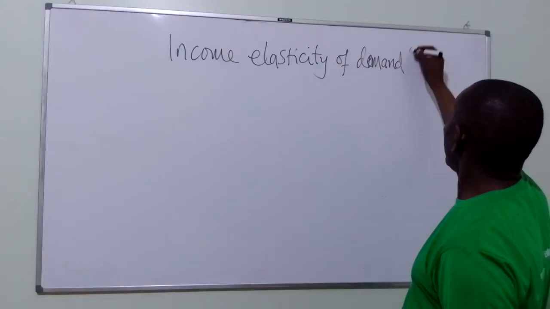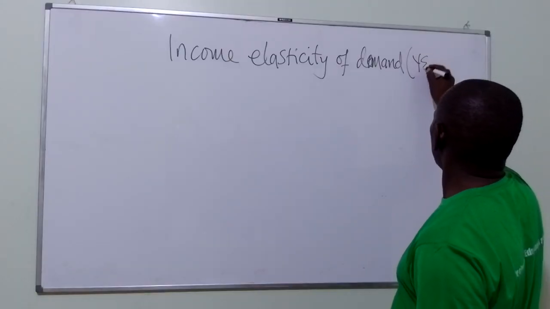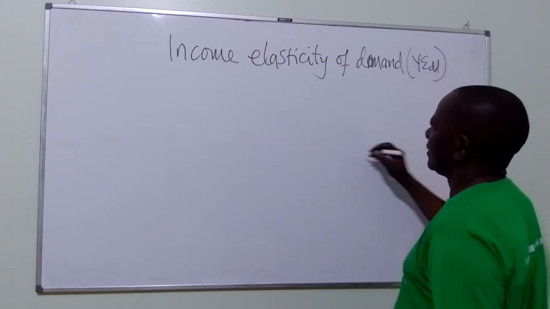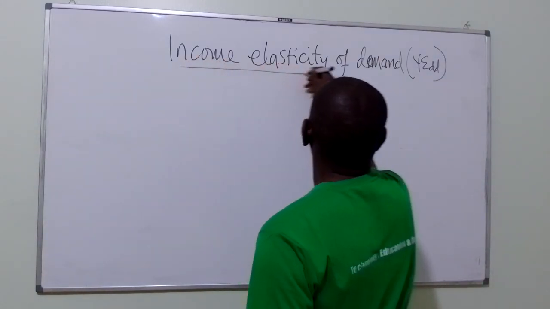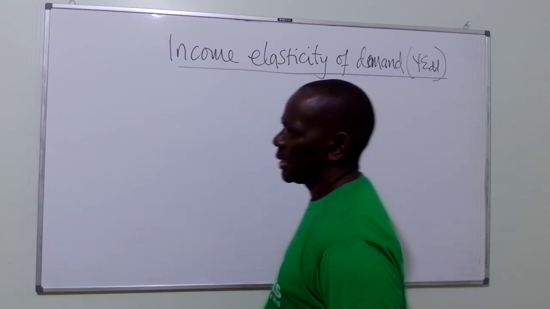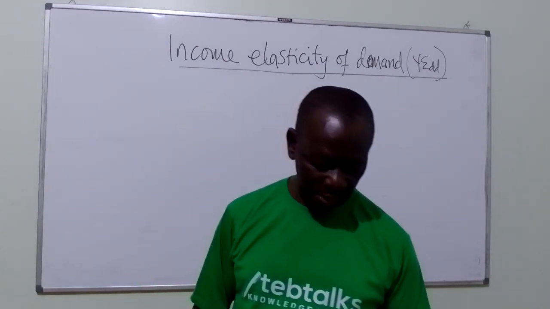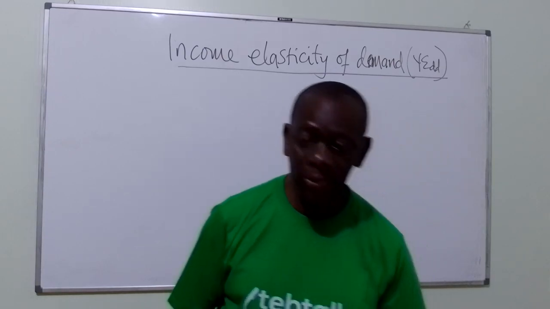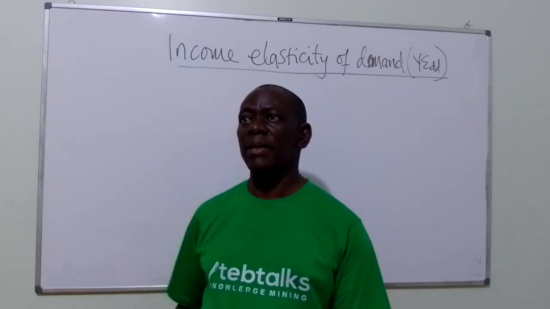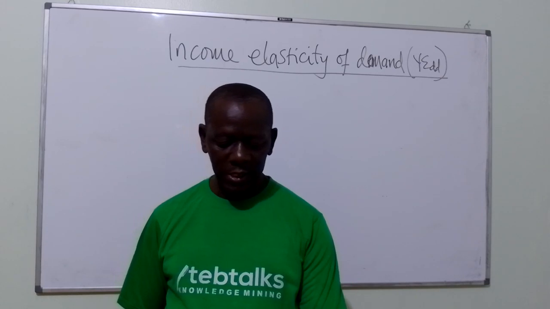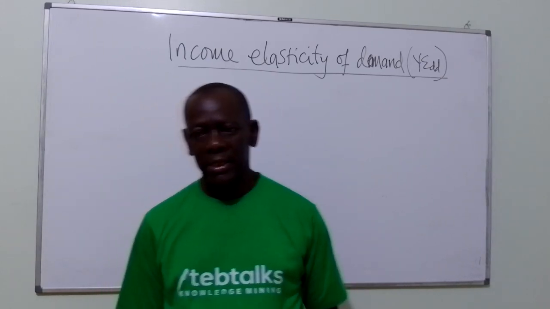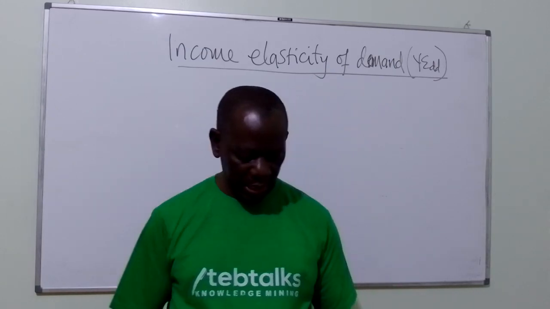We normally abbreviate it as income elasticity of demand. That's what we normally consider income elasticity of demand. It's another area that we are supposed to cover under elasticity, which is also very crucial and very important in economics.